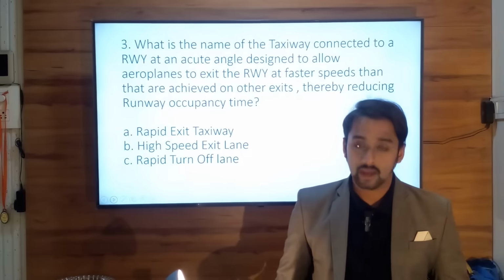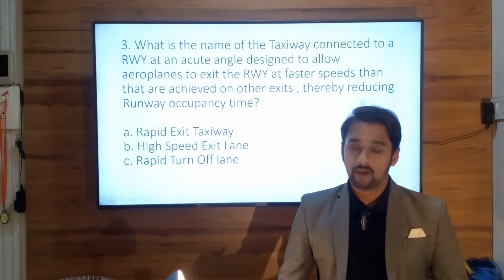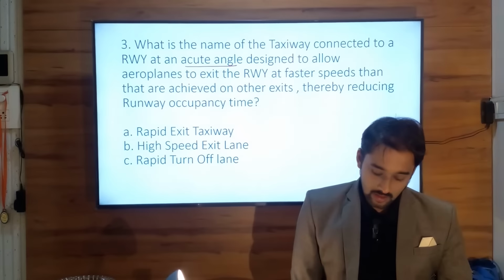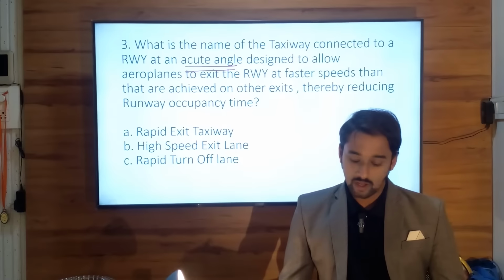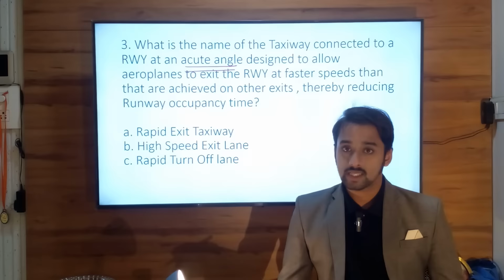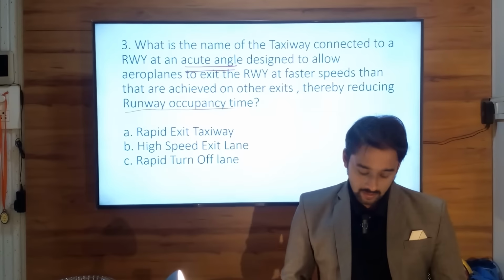Question number 3, again regulations. What is the name of the taxiway connected to a runway at an acute angle, designed to allow aeroplanes to exit the runway at faster speeds than is possible on any other runway taxiway intersection, thereby reducing runway occupancy time?